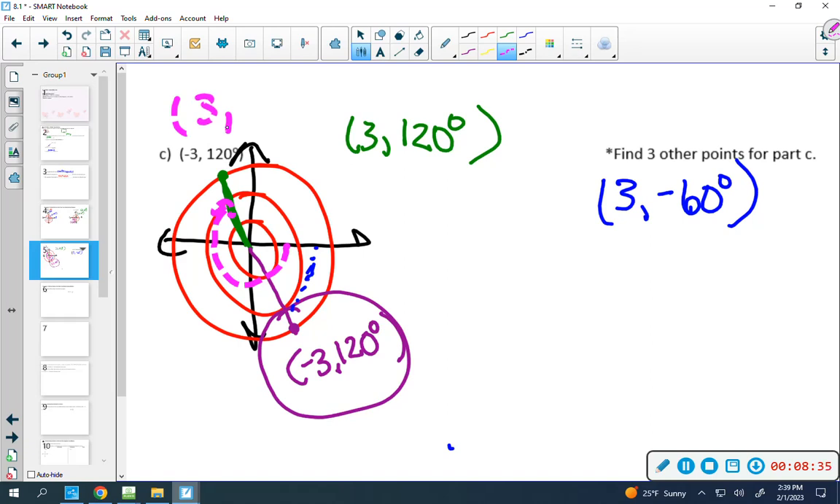That's a positive 3 and a negative. But when I list the point over here, because I would have to flip it down, it's going to go to negative 3.